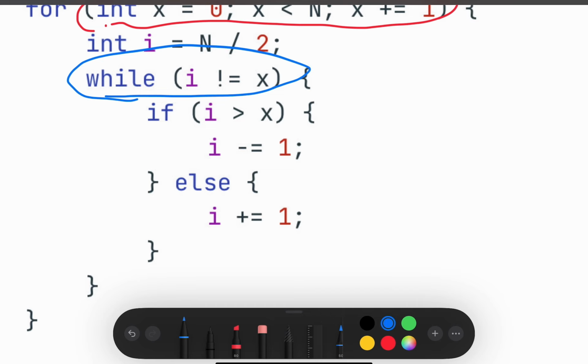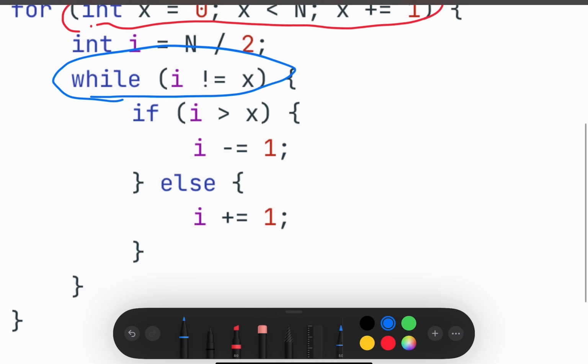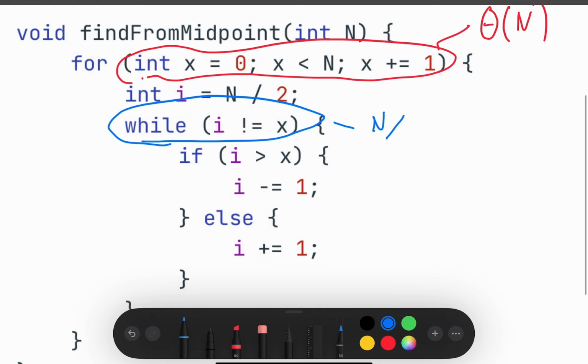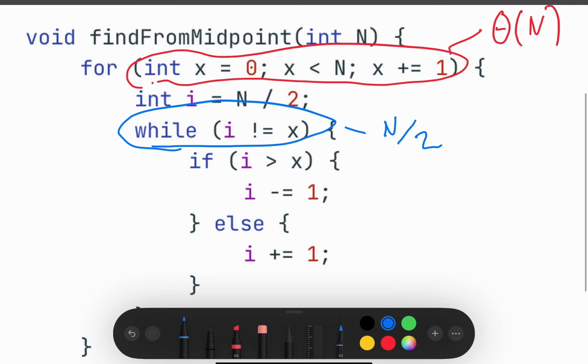In the worst case scenario, when x is either 0 or n minus 1, the inner loop may iterate up to n divided by 2 times. However, in the best case scenario, when x is close to n divided by 2, the inner loop can iterate fewer times.